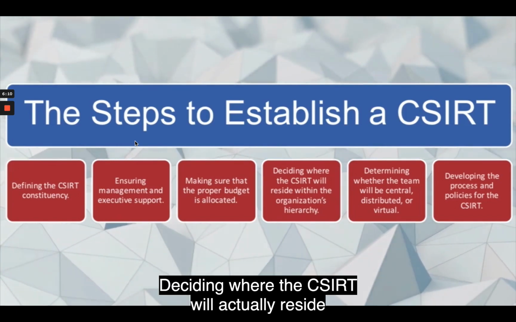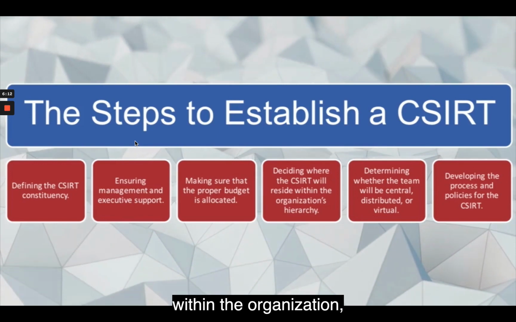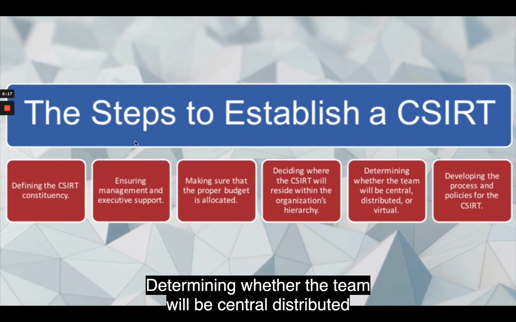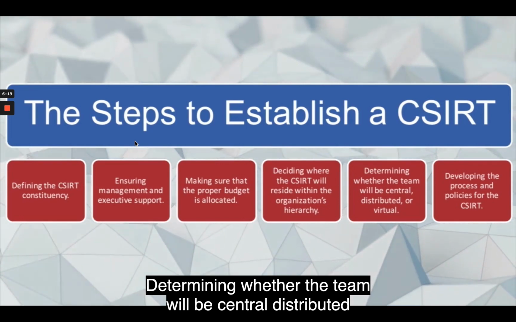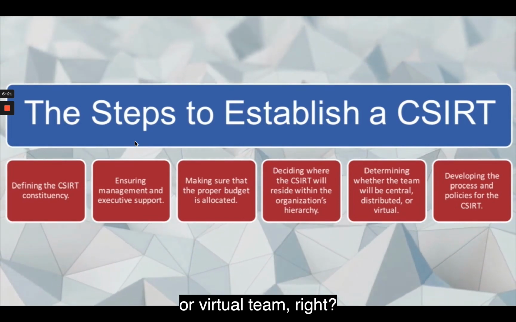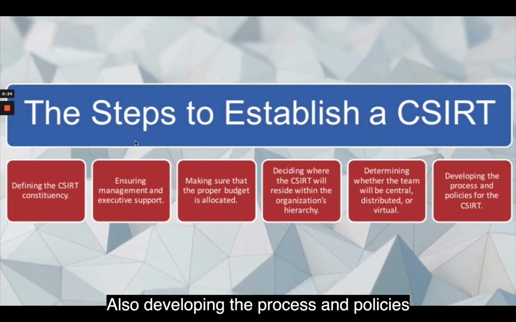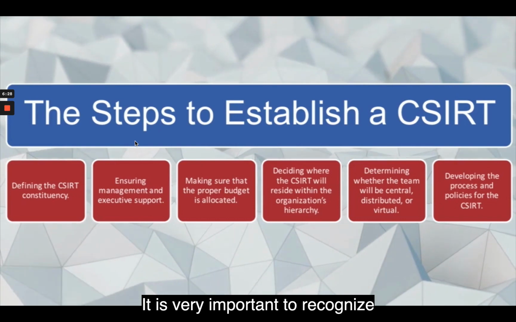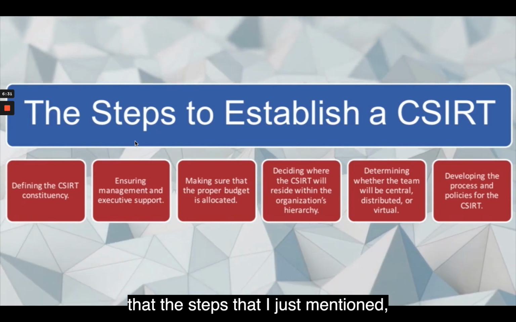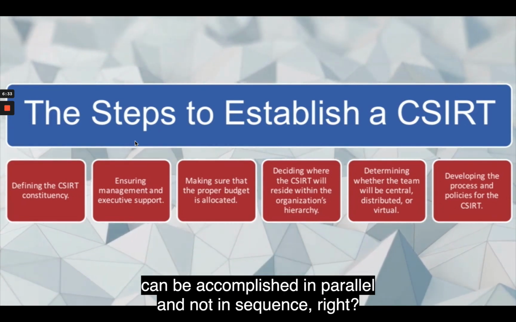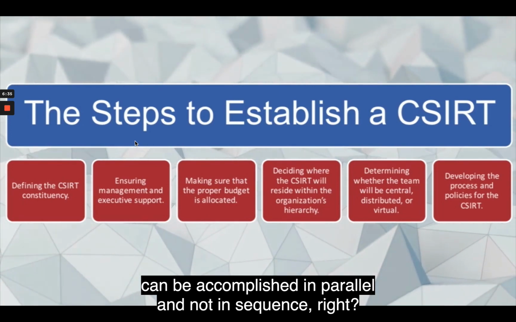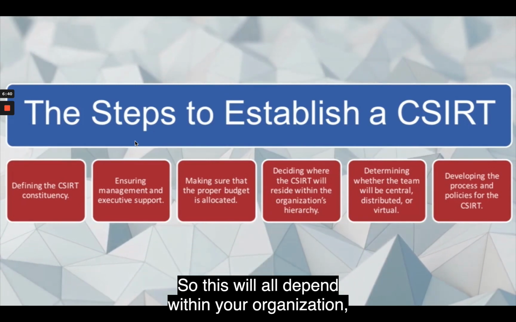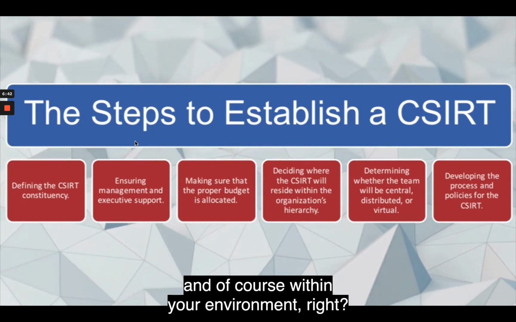Deciding where the CSIRT will actually reside within the organization, and where within the organization, right? Determining whether the team will be central, distributed, or virtual, right? Also developing the process and policies for the CSIRT itself, right? It is very important to recognize that the steps that I just mentioned can be accomplished in parallel and not in sequence, right? So this will all depend within your organization and, of course, within your environment, right?